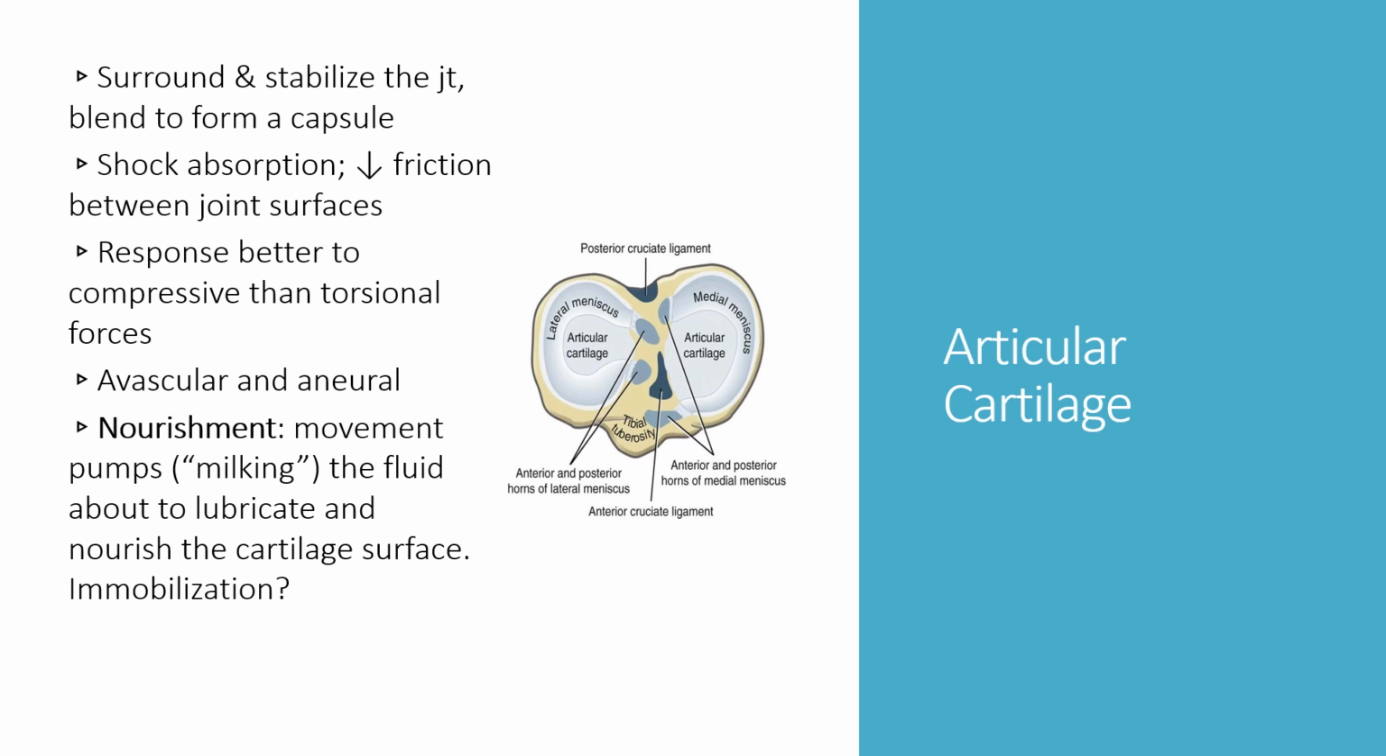Here we're going to talk about articular cartilage. Functions of joint capsules: they surround and stabilize the joints, providing structural support. Also, shock absorption and friction reduction. It helps absorb shock during joint movement, reducing impact on the joint structures. Also, decrease in friction between joint surfaces, facilitating smooth movement.